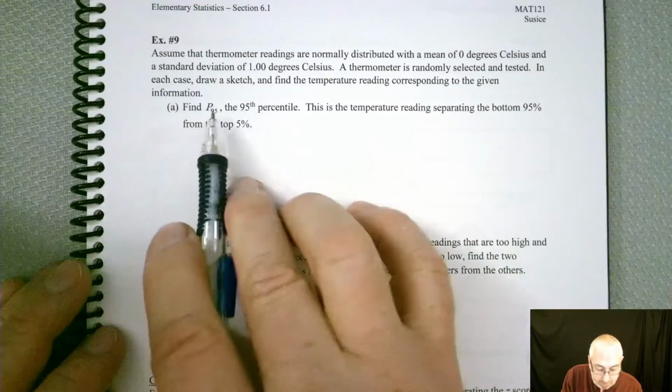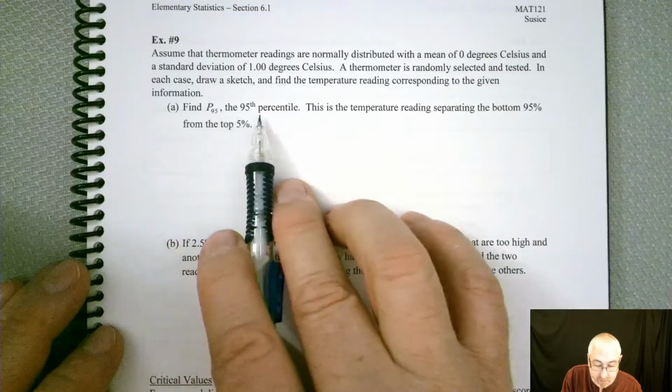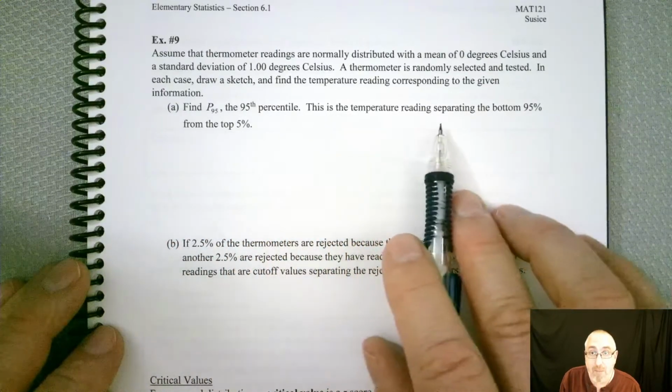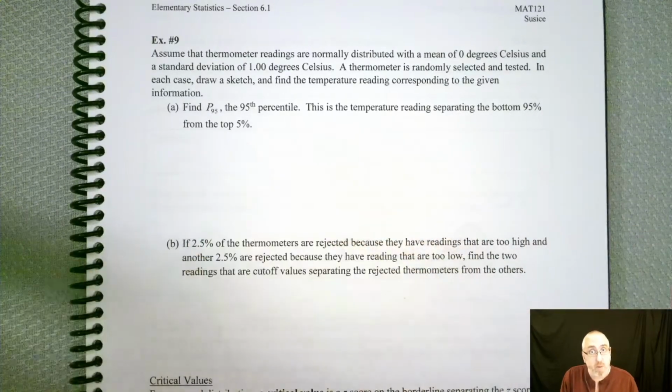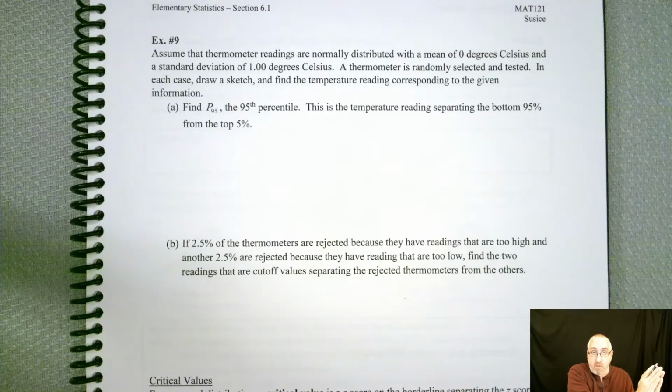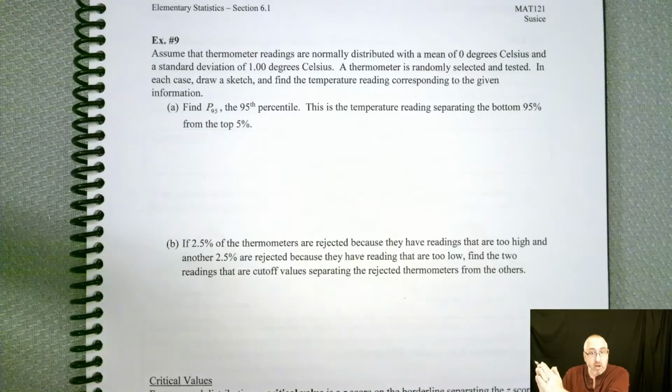So looking at the first one, P95, the 95th percentile, this is the temperature reading separating the bottom 95% from the top 5%. So remember, percentiles are a measure of position. If you're starting at 0 and working your way through the list, all the way to 100%, you have those different percentiles that you can stop at. So for this one, you're starting at the far left side, gradually working your way to 95%, and you're stopping there. What's the temperature that gets me 95% of the way through the bell? That's what they want to know.